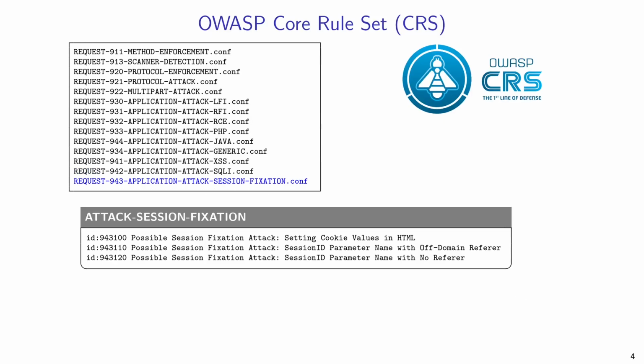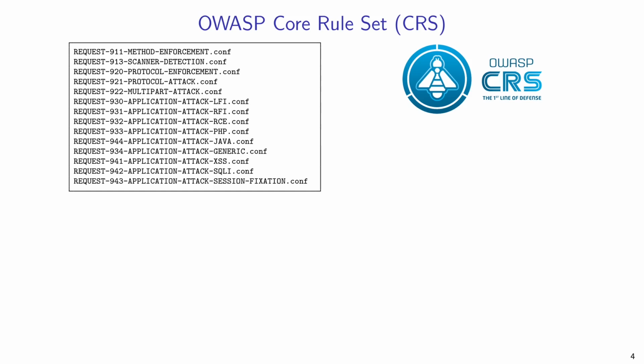And finally, there are session fixation detection rules. These rules look for HTML code that sets cookie values using JavaScript, as well as session ID parameters passed in the URL or post request parameters. So these are the CRS rules that detect attacks by analyzing HTTP requests.